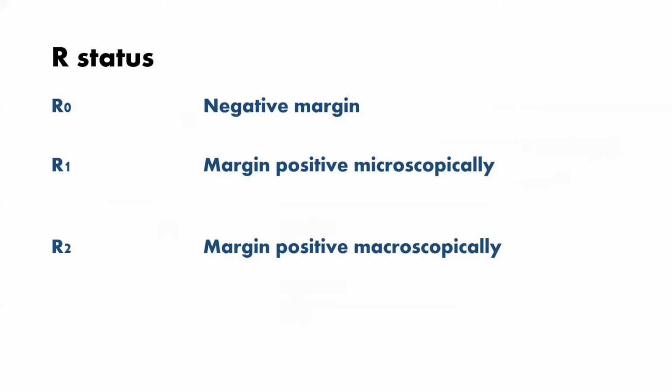Now, the other important thing is how do we report them? All the margins which are microscopically and grossly negative are regarded as negative margins. Margins which are microscopically positive are called R1. Margins which are grossly positive are R2. Now that part is all right.